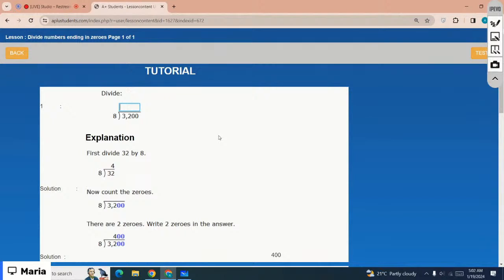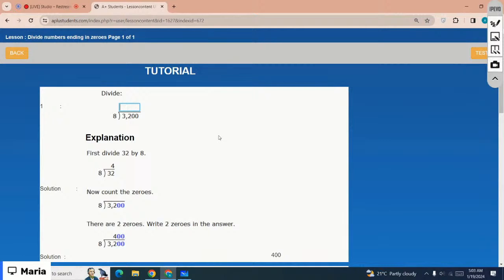When we were working on multiplication, we learned how to multiply numbers with zeros. We simply multiply the non-zero values. So, same we do here with division. We simply divide the non-zero numbers and then we add the zeros, right?